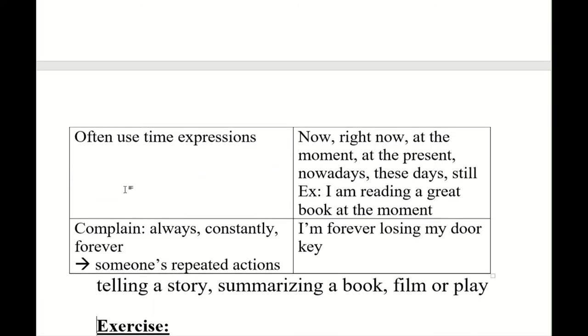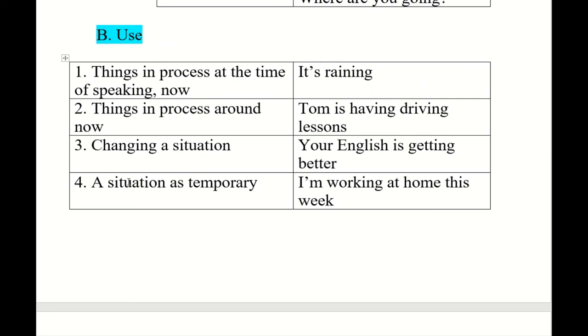However, before the exercise, I would like to summarize how to use the present continuous again. Number one, things in process at the time of speaking. Number two, things in process around now. Number three, changing a situation. I forgot changing a situation. Changing a situation means, for example, your English is getting better. In the past it was not good, but you try, make effort and do a lot of things. Then you will have a better result. So other people will say to you, your English is getting better. I realize that. So you need to use the present continuous when you talk about changing a situation.